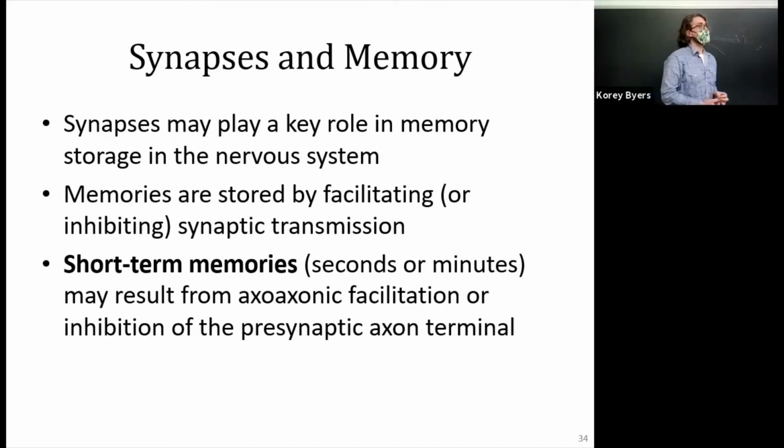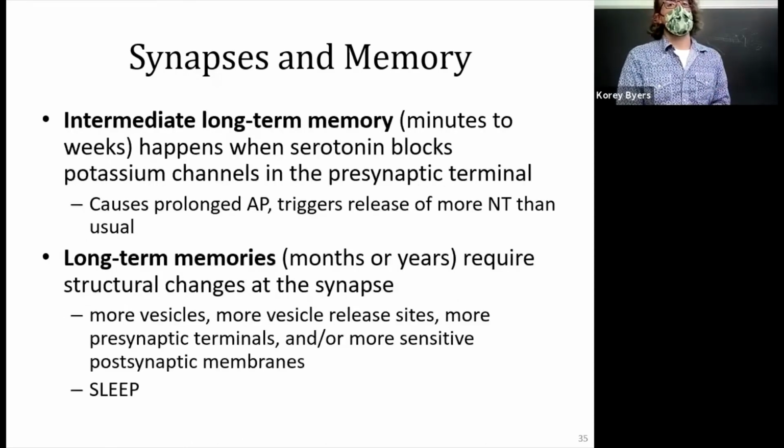Now, short-term memory, things you're going to memorize that we just talked about in 2 seconds. We think that may result from axoaxonic facilitation or inhibition of a presynaptic axon terminal. So a simple axon going to an axon terminal and either inhibiting or initiating just one of those terminals. But that won't store for very long because those neurotransmitters will eventually be taken away, and that's not a very strong connection. And so we have to be able to store memory in longer ways.